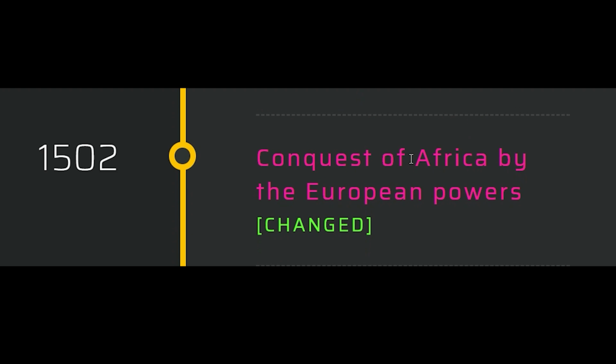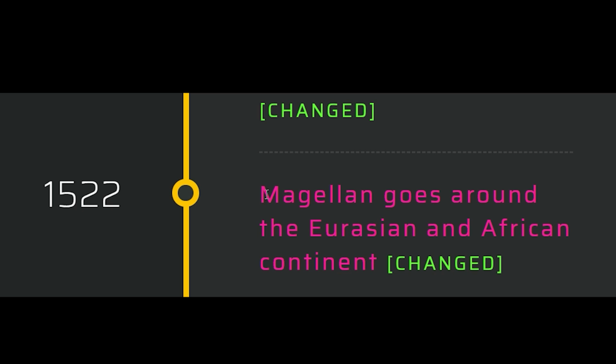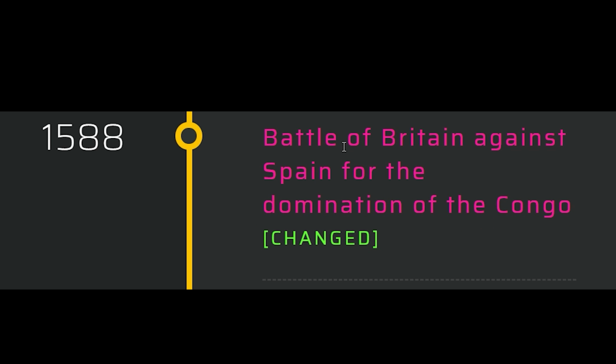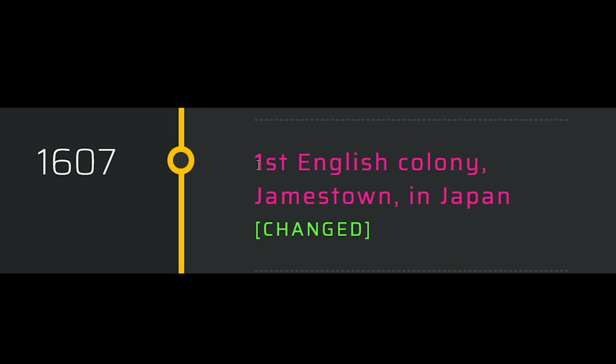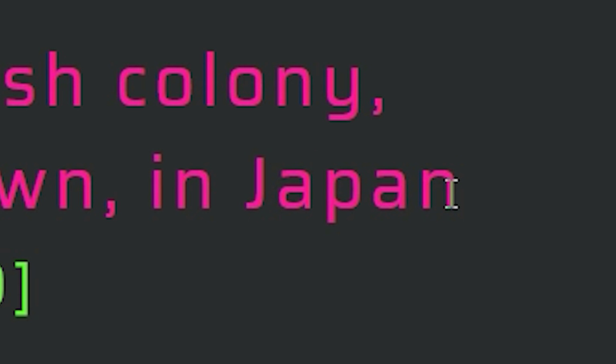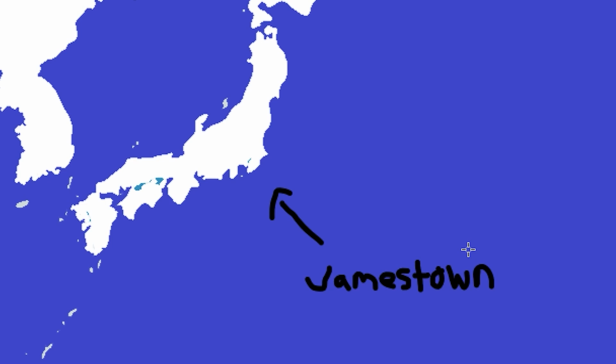Conquest of Africa by the European powers. So imperialization is happening, but it's happening in 1502. Oh, maybe the Europeans have nothing better to do, so they're like, hey, let's just go down there, I guess. Okay, this guy has gone around the Eurasian and African continent. Battle of Britain against Spain for the domination of the Congo, 1588. First English colony, Jamestown in Japan. Wow. Okay, just wanted to make sure we log that.